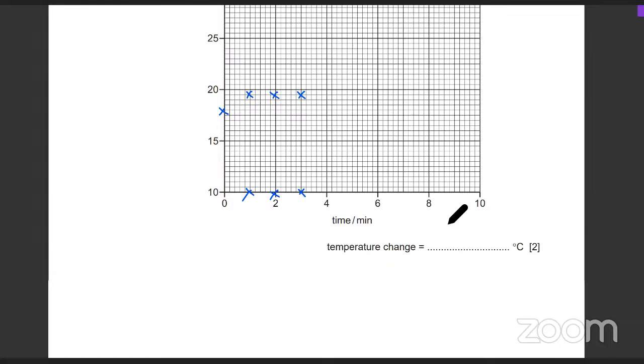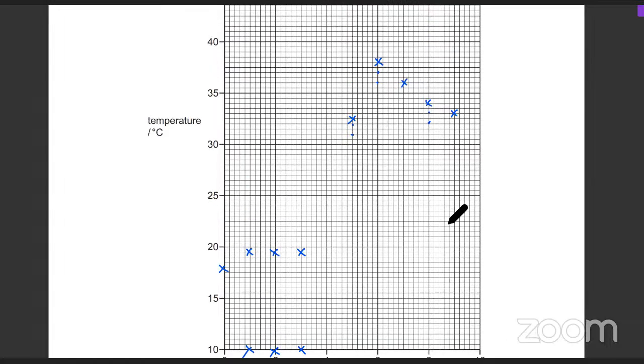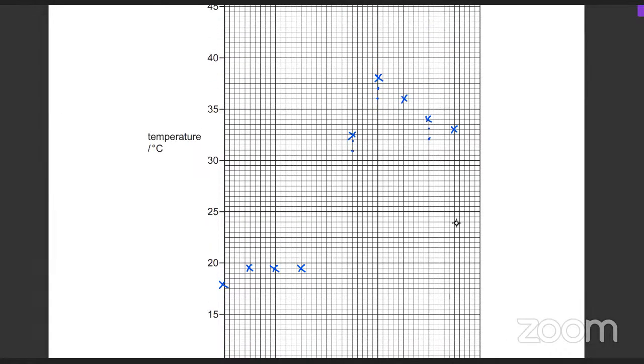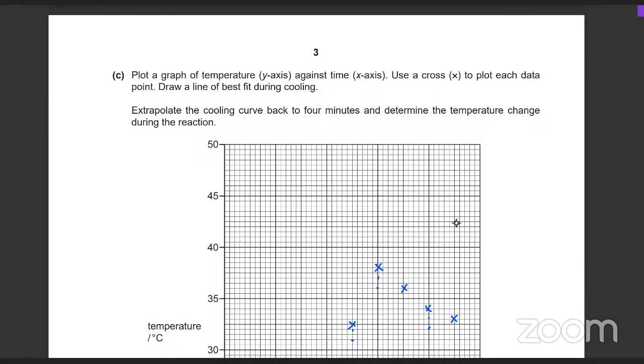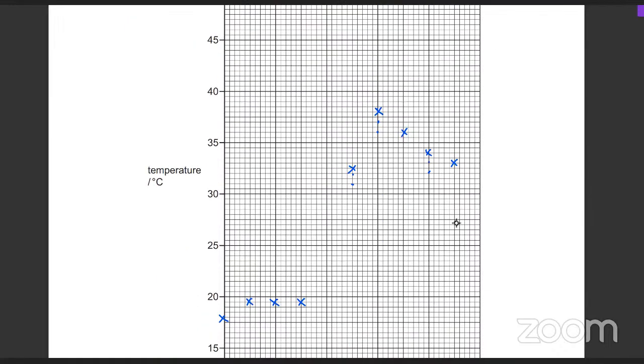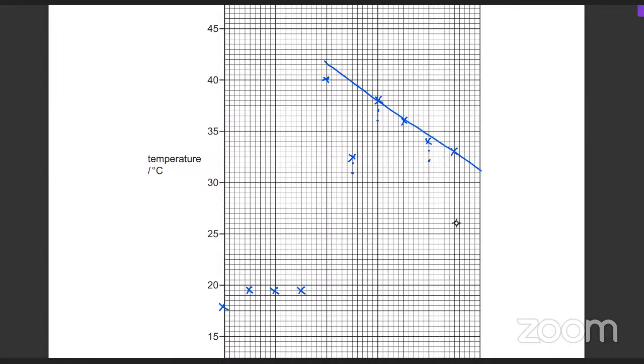So the temperature change, he's asking for the temperature change in this reaction. Now the curve is, and did he ask us to draw the curve? He's saying extrapolate the cooling curve back to 4 minutes and determine the temperature change. So we've got a cooling curve. This is my 4th minute. This is the point that we need to extrapolate it back to. So that's my cooling curve.